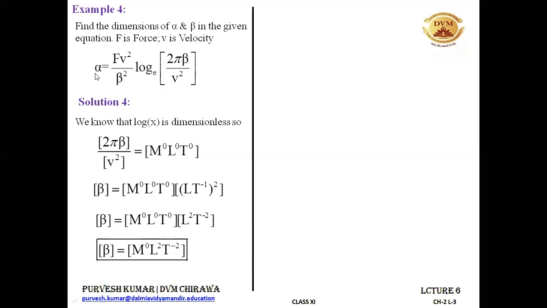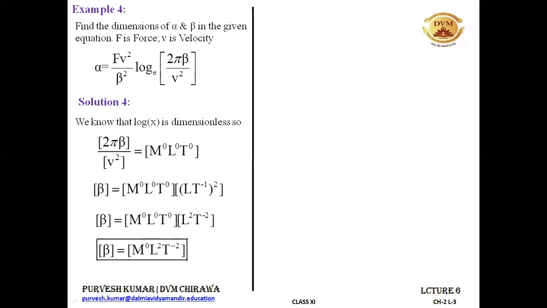In this equation, alpha equal to f v square upon beta square log to the base e in brackets 2 pi beta upon v square. We know this complete quantity, that is log of 2 pi beta upon v square, is dimensionless, as well as the quantity inside the bracket of log is also dimensionless. So for this complete quantity, the dimensions are m0, l0, t0. All right or not? Then we can say that alpha has dimensions as f v square upon beta square, because the other quantity which is in multiplication with f v square upon beta square has dimensions as m0, l0, t0.